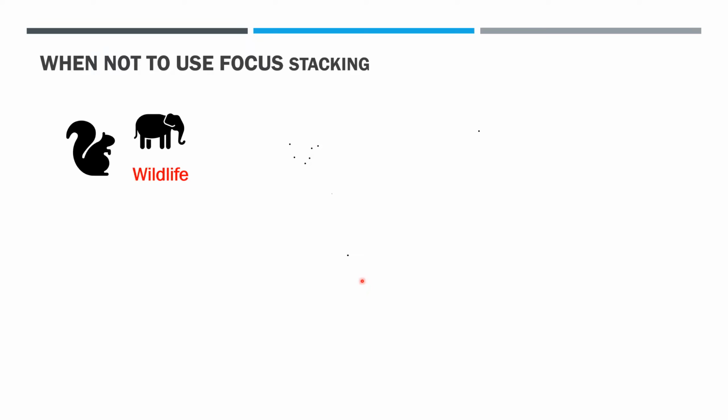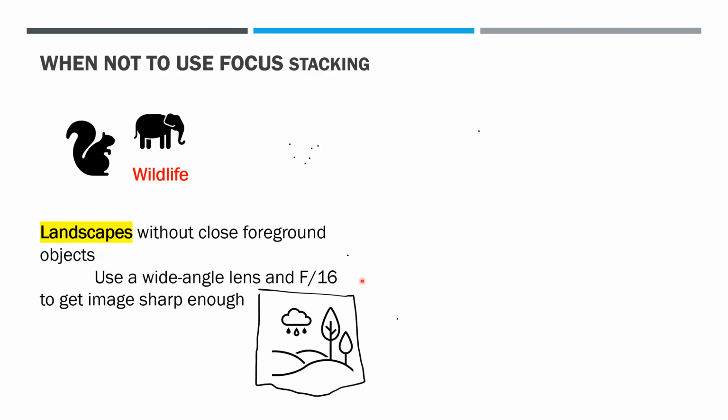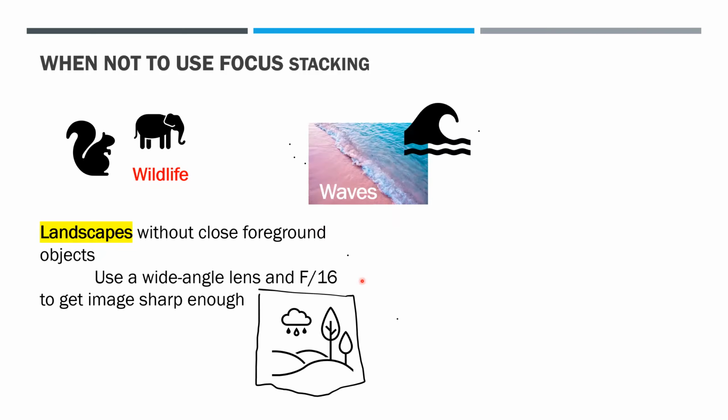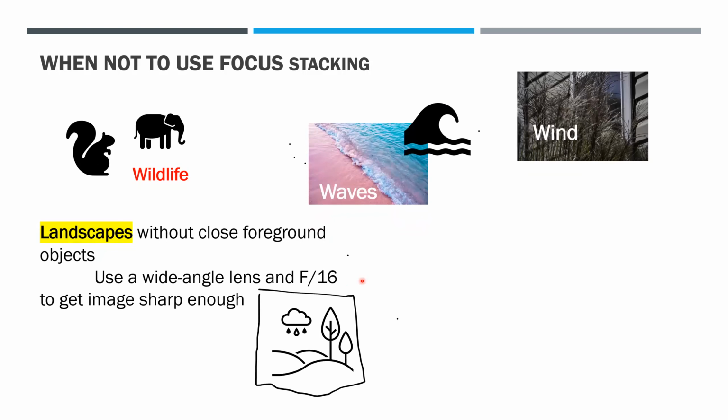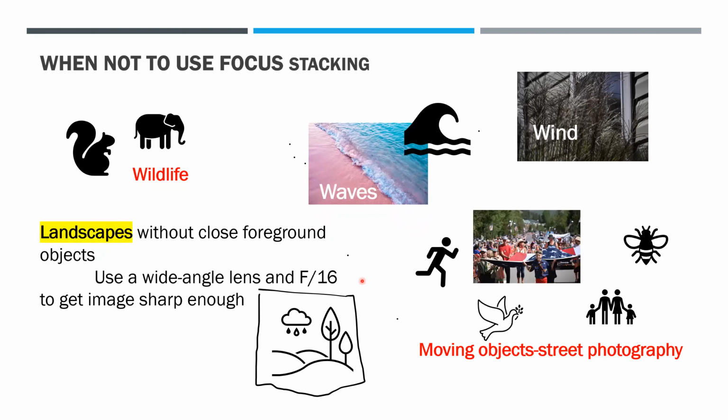So when not to use it: wildlife. Landscapes without close foreground objects. You want to use a wider angle and f/16 to get the image sharp enough, but if you don't have anything in the foreground that you need to focus on, you don't need to use focus stacking. Waves, obviously, for movement. Wind, not great for focus, can't do that. And street scenes. Street photographers do not use focus stacking, for obvious reasons.